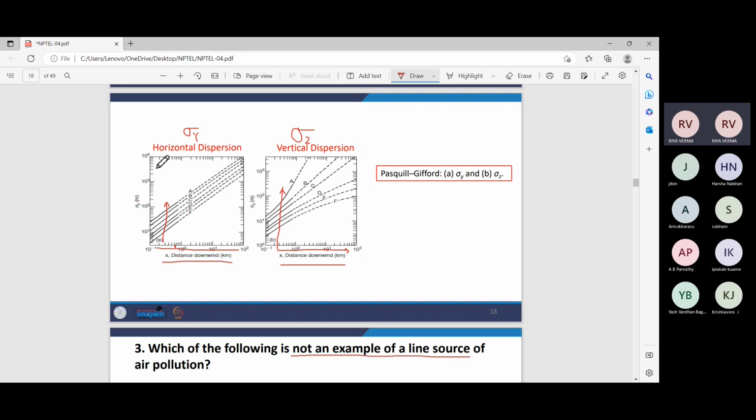So to find the value of sigma y and sigma z, we have to use these curves. Just take a straight line up from this point to the curve for your stability class D. Then move across to the axis, and you'll get your values for sigma y and sigma z as well. So the stability class is used for determination of these sigma y and sigma z values.